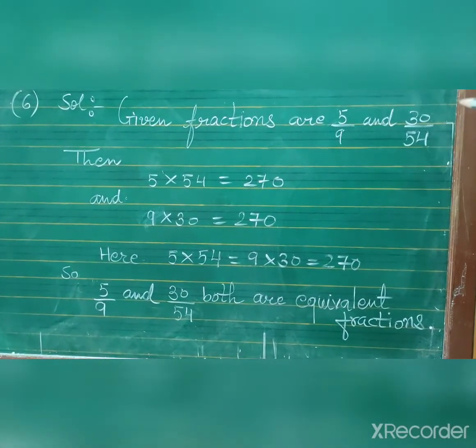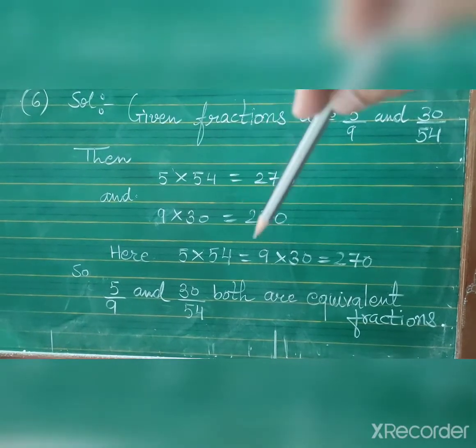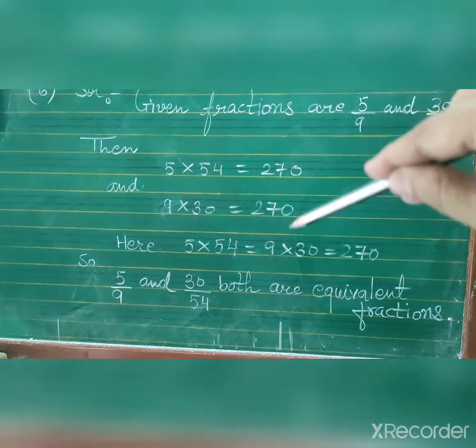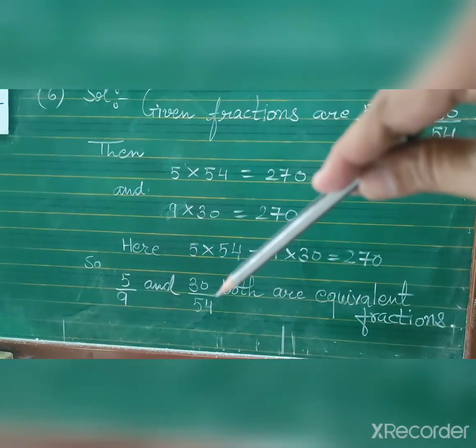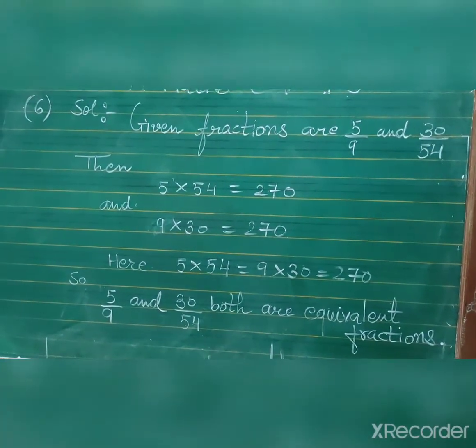See here. So 5 into 54 equals 9 into 30 equals 270. So we can say that both the values are equal. So we can say that 5 upon 9 and 30 upon 54 both are equivalent fractions. In this way you will check.